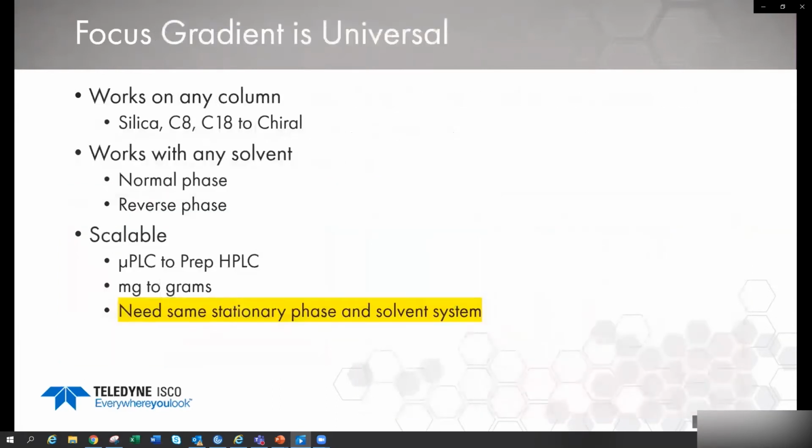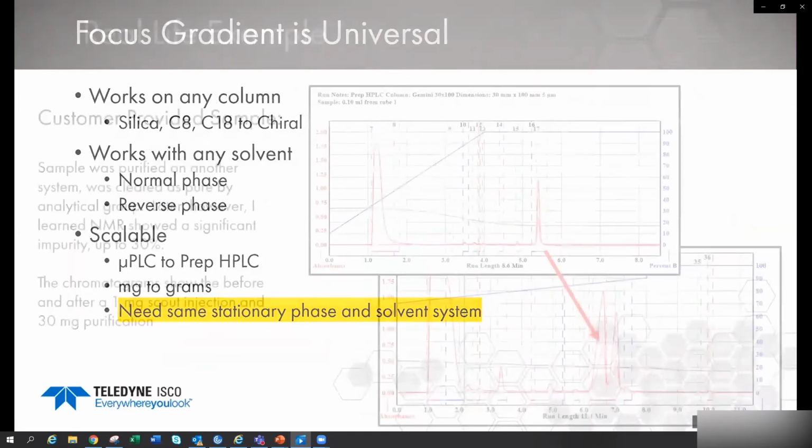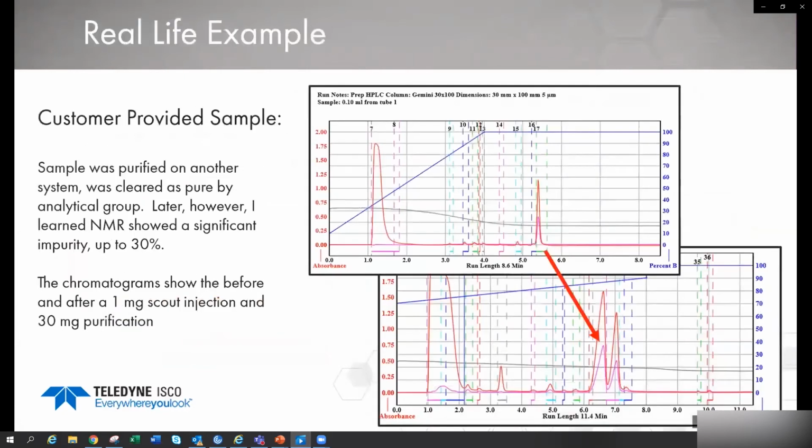What's great about this is it's universal, so we can use any kind of column: silica, C8, C18, or chiral. We can do normal phase or reverse phase, and it's definitely scalable. But as I mentioned before, make sure it's the same stationary phase and same solvent system. So now these are a couple of examples of that exact process that I was just mentioning to you.